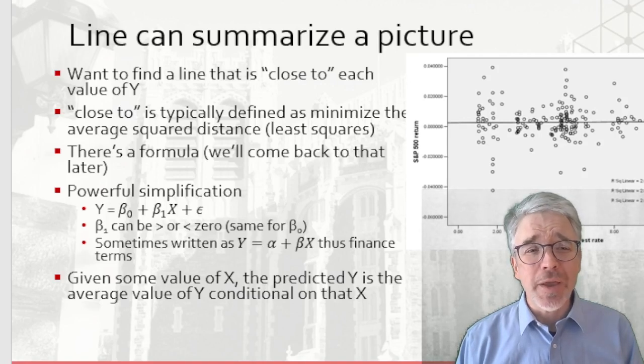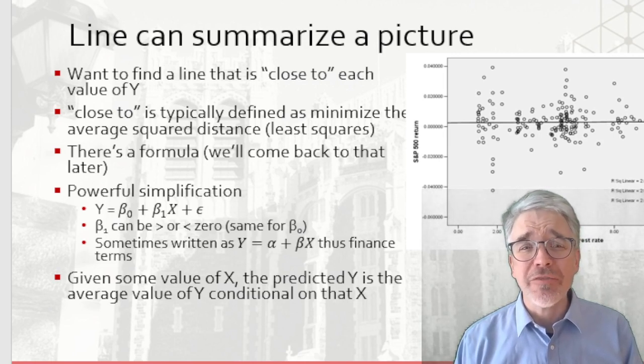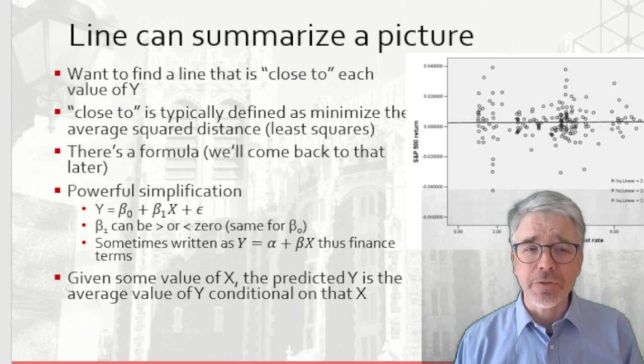So we want to find a way to say how well a simple line can represent a whole collection of data points. A line can be a way to summarize a whole collection of dots in a more efficient way. I want to find a line that's in some way close to each value of y. Close to is typically defined as minimizing the average squared distance, the vertical distance.